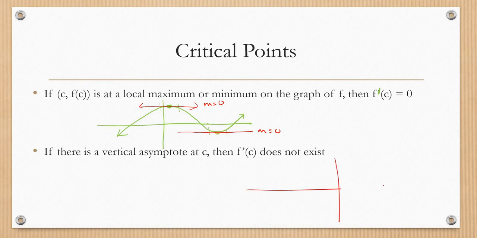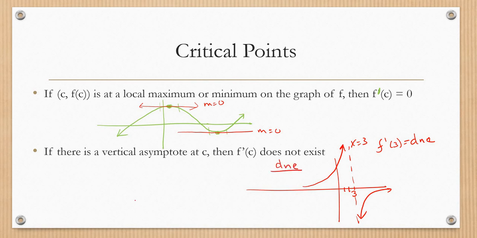If we have a function that has, for example, a vertical asymptote, then at this point there is no f prime. So if at x equals 3, let's say that is, we have a vertical asymptote, then f prime of 3 does not exist. And that's the abbreviation we're going to use, DNE, does not exist.